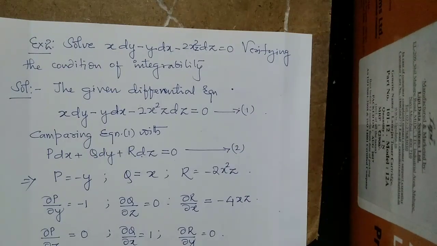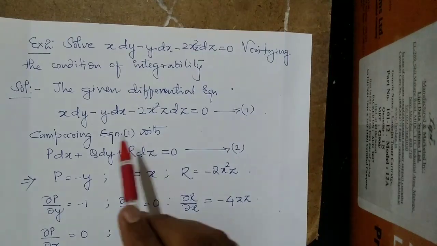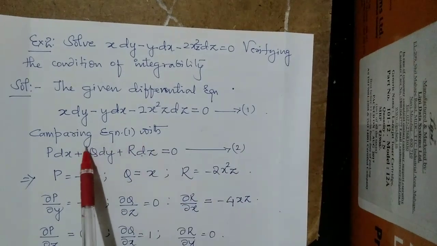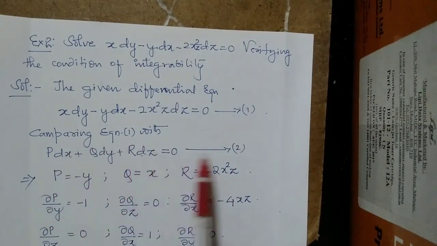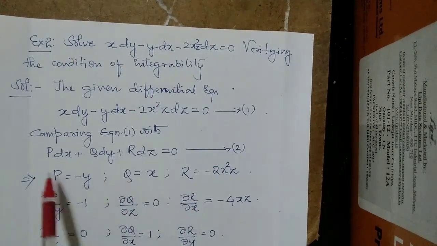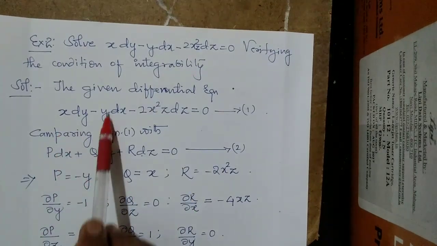Verifying the condition of integrability. We know how to verify the integrable condition. Take the given equation as equation 1, and compare it with the standard total differential equation 2. So P will be this, Q will be this, R will be this, right? P, Q and R.